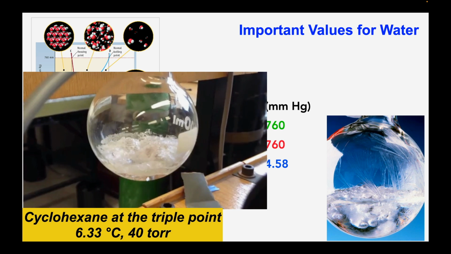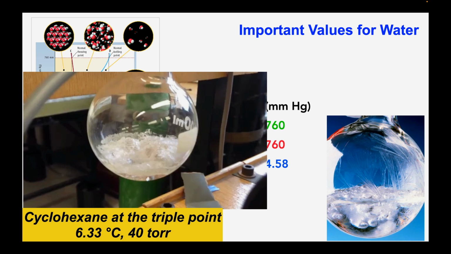This is kind of cool. This compound is called cyclohexane. It's an organic chemical. But anyway, this is at cyclohexane's triple point, 6.33 degrees Celsius and 40 torr, 40 millimeters of mercury. So this is something that's easier to do in the lab than, say, water.